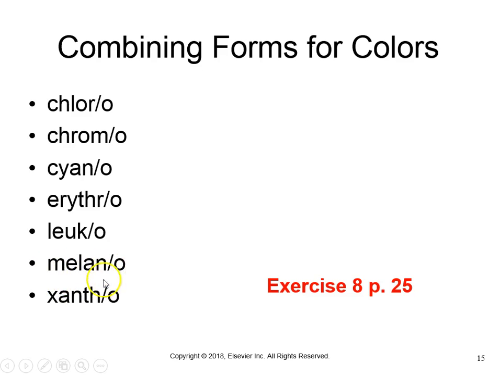Melano or melano, either one is equally acceptable, means black. A lot of times you might have heard of someone getting a melanoma, which is a black growth on the skin. It's a kind of skin cancer. And then the last one is xantho. The X is pronounced as a Z, and that would be yellow. So these are all the different color terms that we're going to have associated throughout the entire book.